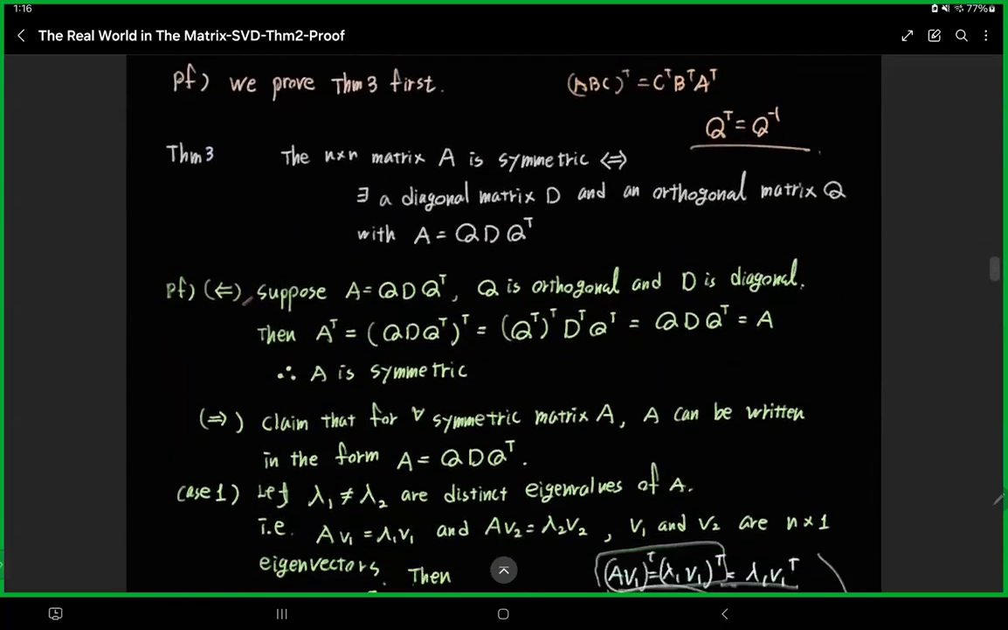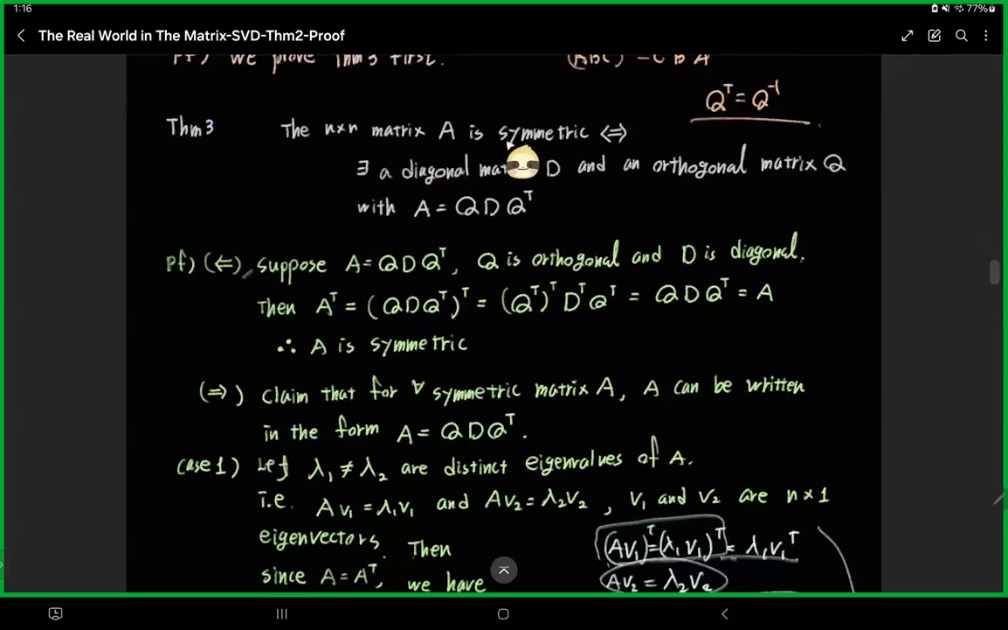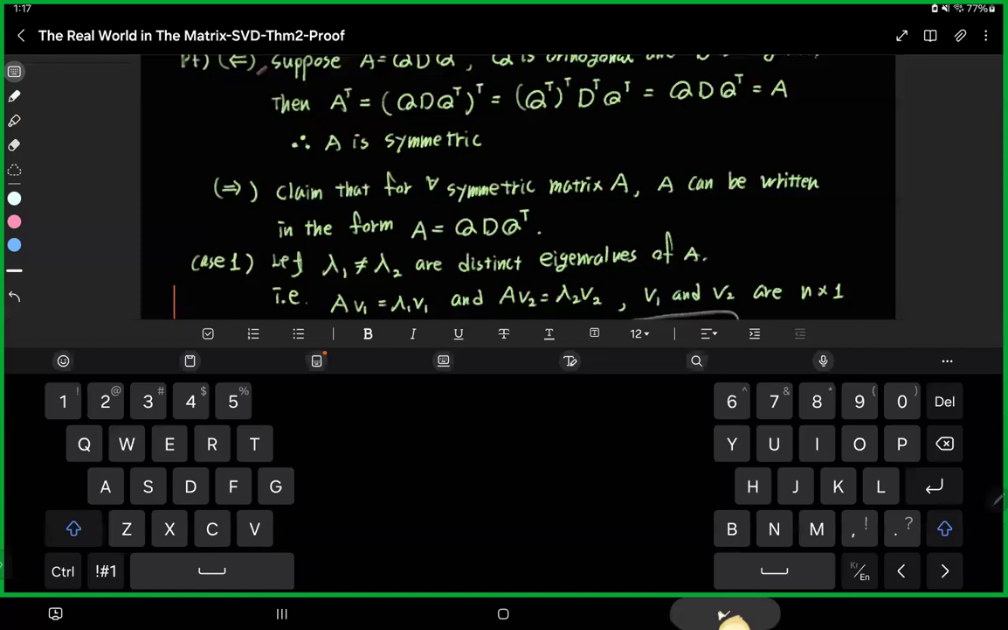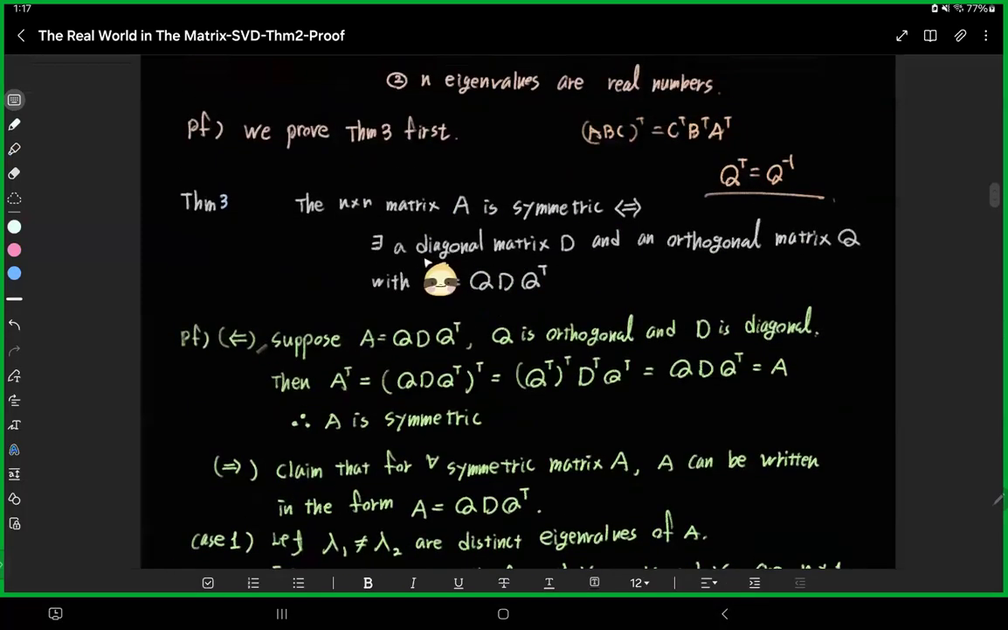Oh yeah, right there. An n by n matrix A is symmetric if and only if there exists a diagonal matrix D and an orthogonal matrix Q. Here I use the letter Q instead of P, but it doesn't matter. And A is QDQ transpose, which means that A is orthogonally diagonalizable. So I'm going to prove it both ways. If A is symmetric, then A is orthogonally diagonalizable. And if A is orthogonally diagonalizable, then A is symmetric.